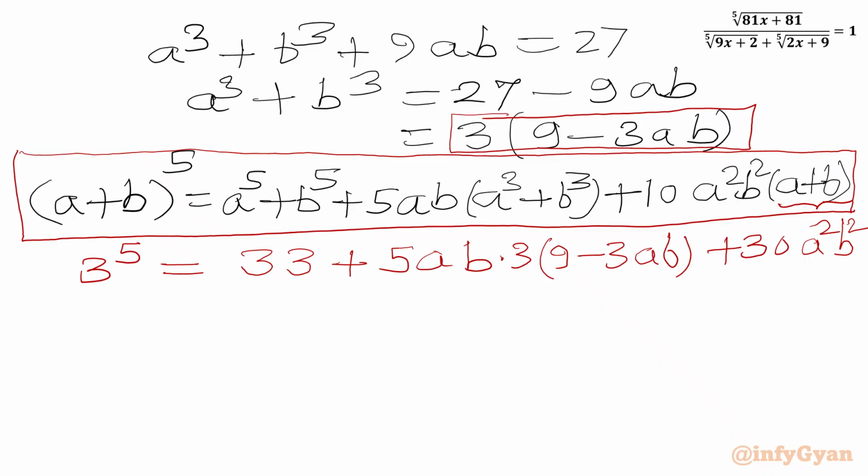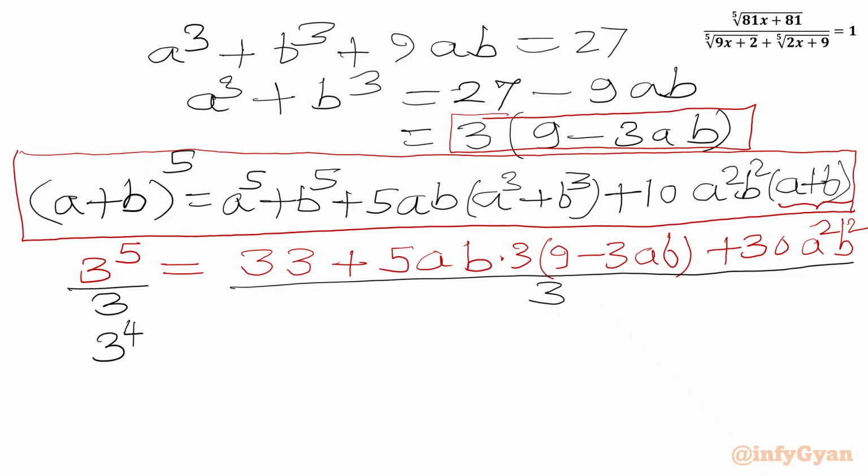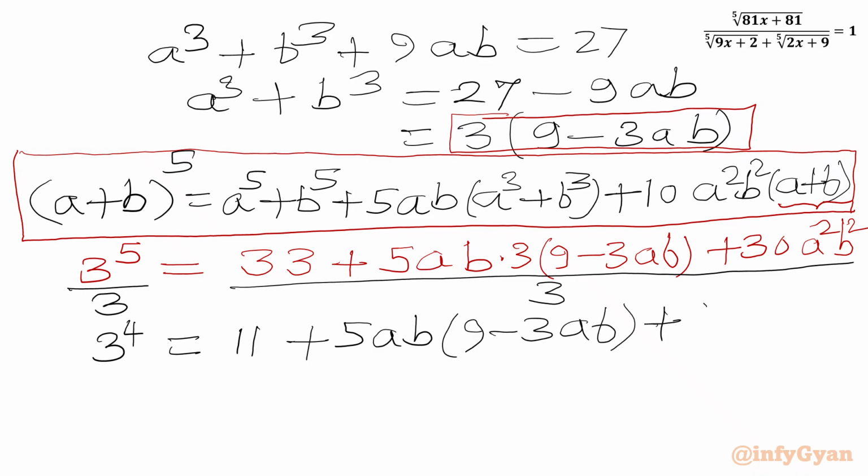Now our equation is divisible by 3, so we will divide both sides by 3. Let's divide by 3. So LHS will become 3 power 4. RHS will be 33 over 3 is 11, then we'll write plus 5 times AB in the bracket 9 minus 3AB. 30 over 3 is 10, so we'll write 10 times A square B square.